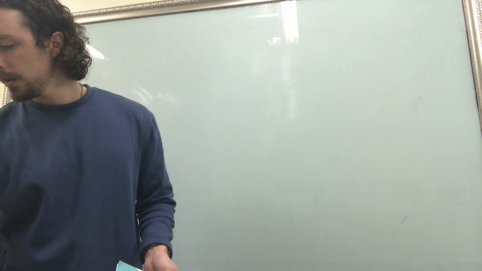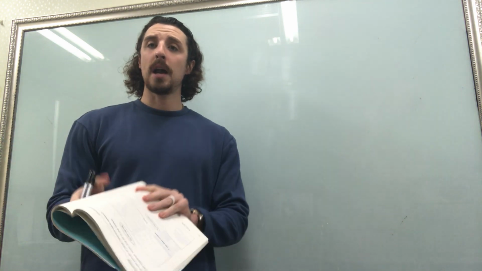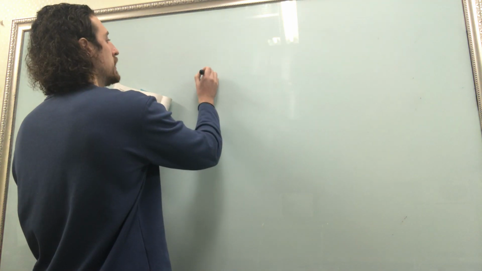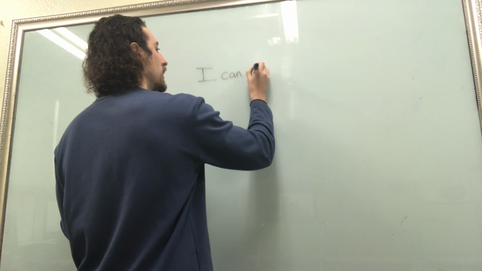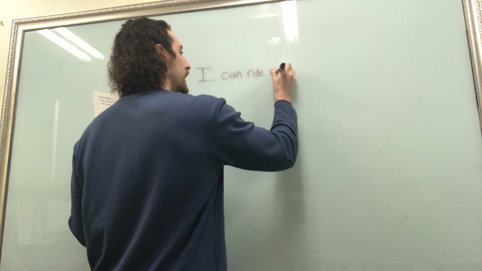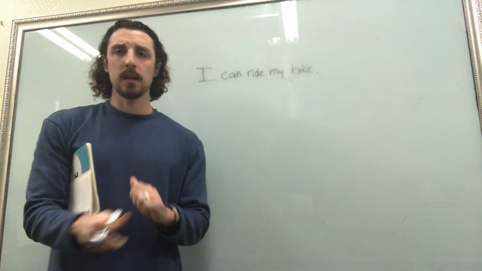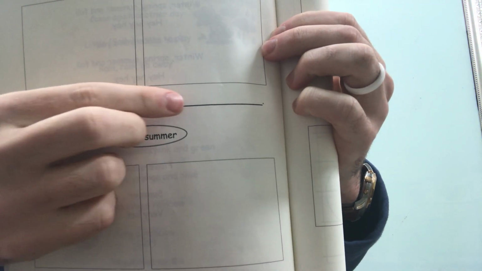Well, what else can we do in the spring? In the spring, we can ride our bikes because it's not so cold. So for the second sentence, I want you to write, I can ride my bike. Okay? I can ride my bike. So, right here, I can ride my bike. Okay?